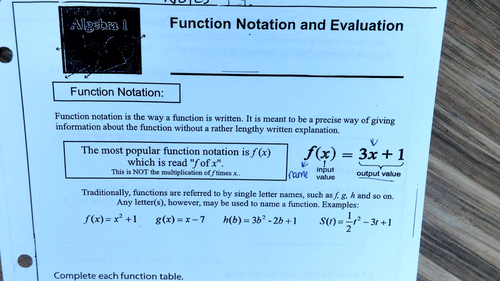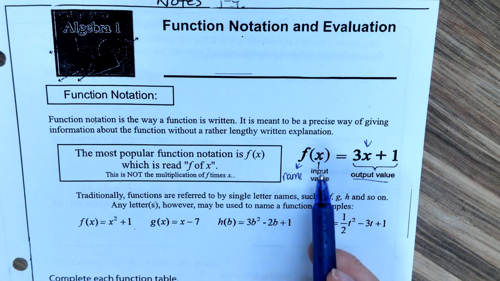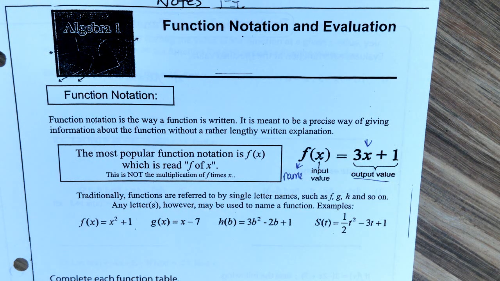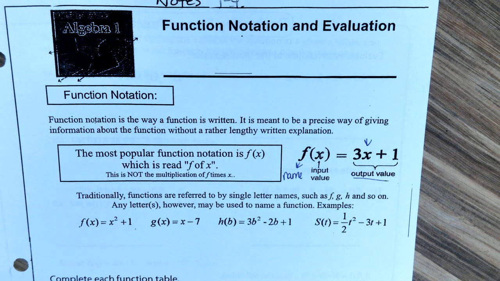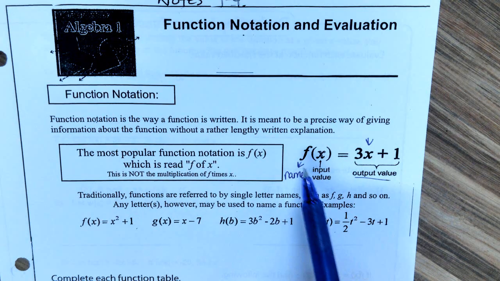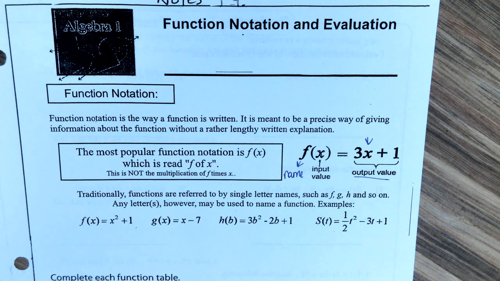You can name a function any letter of the alphabet. So you can name it G, F, K, whatever. You can also use any other variable for the input. Like you don't have to use an X. You can use a P or a Z or whatever. This is not read F parentheses X. It's read F of X. It does not mean multiply F times X. It's just the name. Y'all got it?